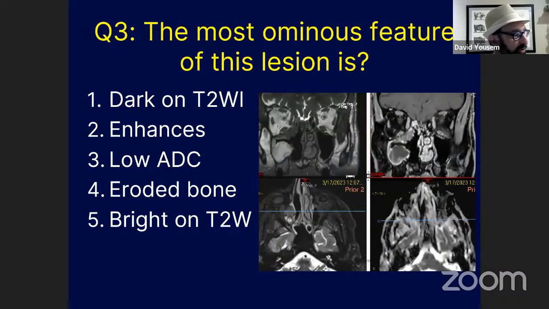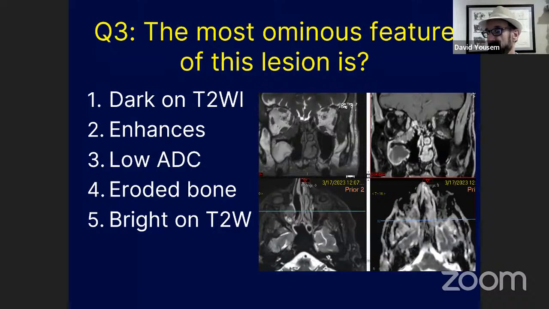The most ominous feature of this lesion is what? Is it the dark signal on T2 weighted imaging? Is it the fact that it enhances? Is it the low ADC? Is it the eroded bone? Or is it being bright on T2 weighted scan? So on the imaging features of this lesion, which one bothers you most? Which of these is the most ominous feature of this lesion? All right, T2, postgad, T2 axial, ADC map.